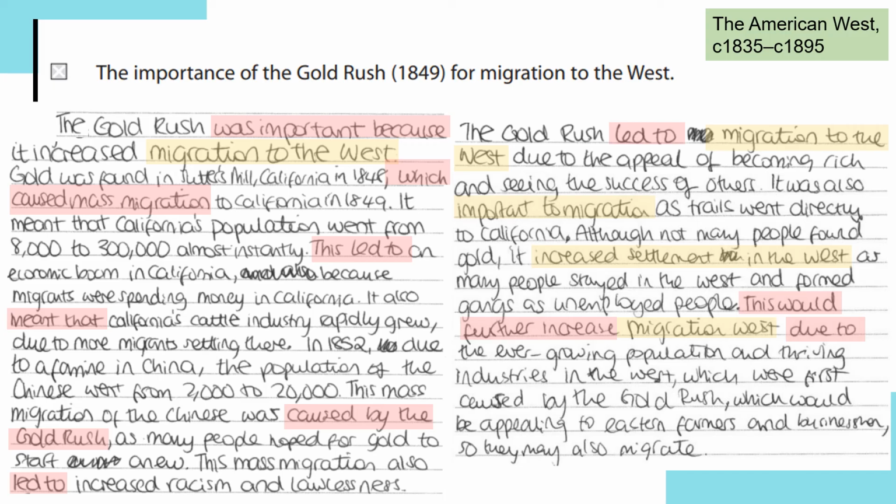Analysis, as shown in red here, is very strong. This candidate clearly knows what difference the gold rush made for migration to the West. For example, they discuss mass migration as a consequence and the increase in speed of settlement in the West. Knowledge and understanding supports their explanation with references to California trails and Chinese migration. Positive and negative impacts of migration are confidently discussed, including economic benefits, racism, and lawlessness. This answer does everything the examiner is looking for, and so is given the full 8 marks.